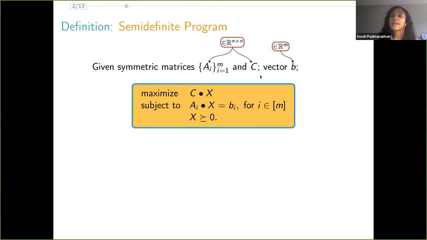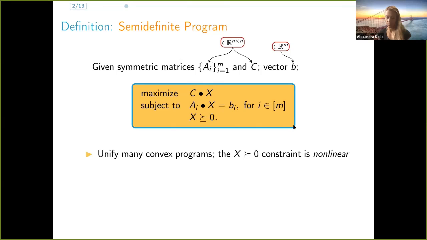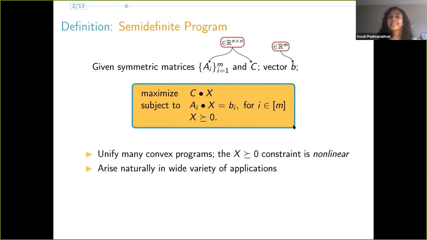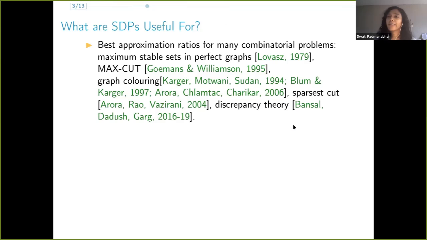So as you can see, semi-definite programs are also convex programs because you're optimizing a linear objective over a convex set. And in fact, they are more than just a convex program. They unify linear programs as well as provide very strong relaxations for quadratically constrained quadratic programs. And because of this property, they arise naturally in a lot of different applications. So here's a very partial list of pretty famous results where they appear.